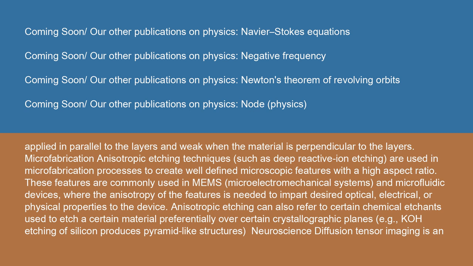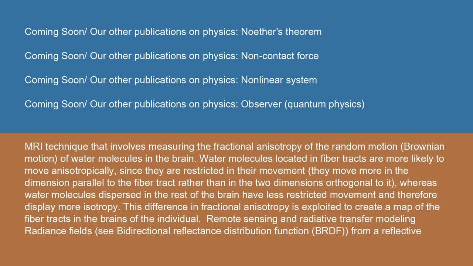Neuroscience: diffusion tensor imaging is an MRI technique that involves measuring the fractional anisotropy of the random motion, Brownian motion, of water molecules in the brain. Water molecules located in fiber tracts are more likely to move anisotropically, since they are restricted in their movement. They move more in the dimension parallel to the fiber tract rather than in the two dimensions orthogonal to it, whereas water molecules dispersed in the rest of the brain have less restricted movement and therefore display more isotropy.